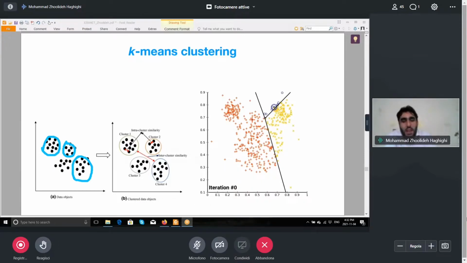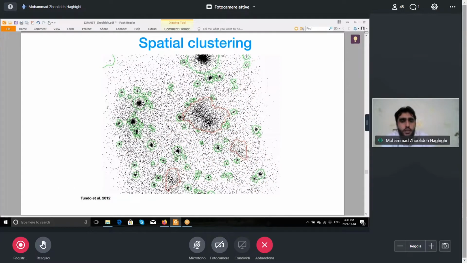I'm sorry for that. And yes, this is an algorithm called K-means clustering. By this algorithm, people have found clusters and groups of galaxies in the SDSS survey. You can look at this paper and find more details about this.